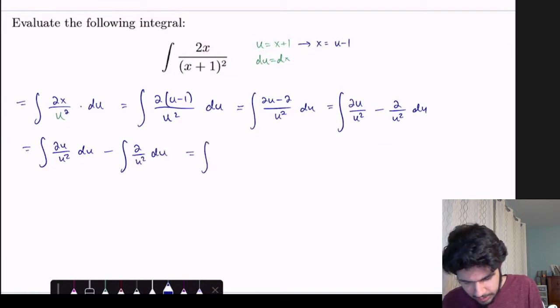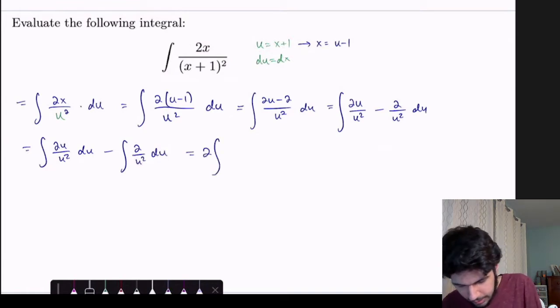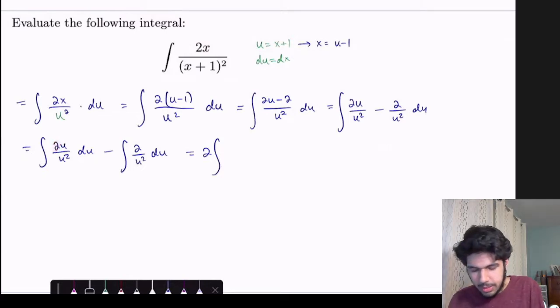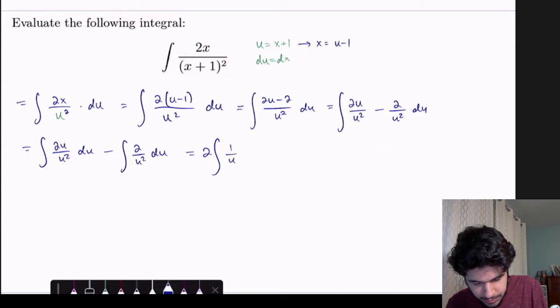So for the first one, the 2 we can bring out front, and then 1 u cancels with this, so we're left with 1 over u du. And for the second integral, we'll factor out a 2, and we're left with 1 over u squared du.